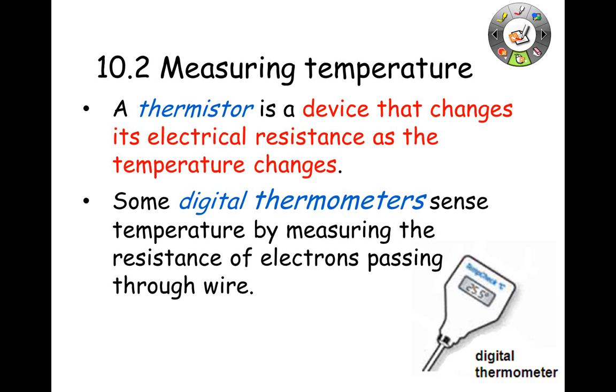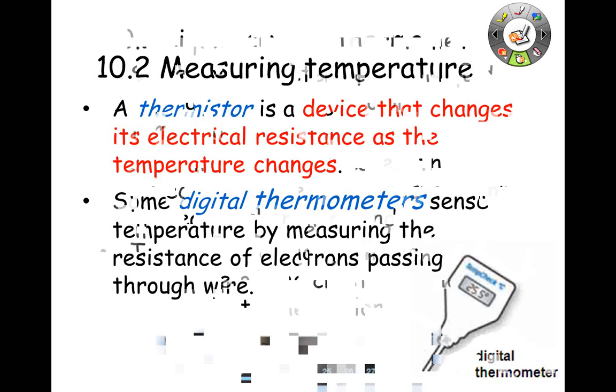Measuring temperature. A thermistor is a device that changes its electrical resistance as the temperature changes. Some devices, like digital thermometers, measure the resistance of the electrons, how fast they flow through the wire. That measurement can give them an exact number for the temperature. Some digital thermometers sense temperature by measuring the resistance of electrons.